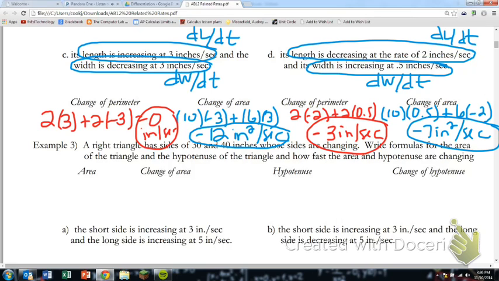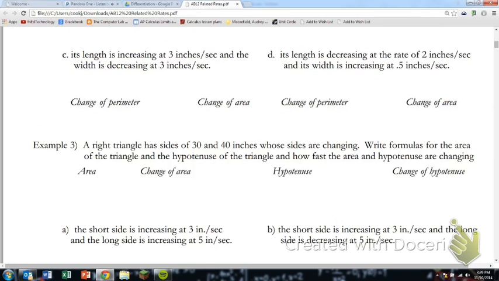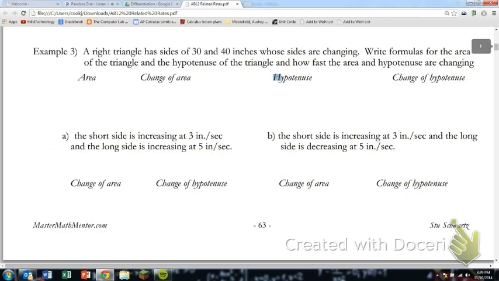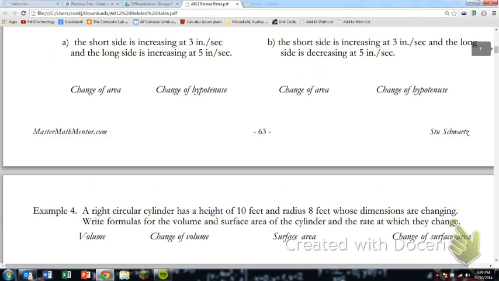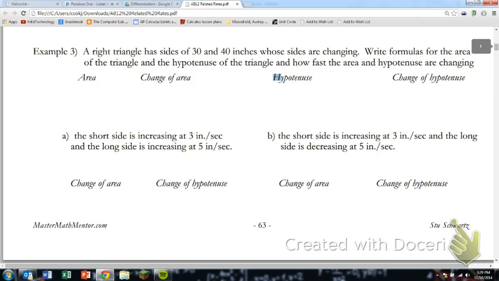to the next question. So the next question, we're talking about a right triangle. They do give you 2 of the side lengths, but those are changing, so we're not really going to worry about those just yet. Write formulas for the area and the hypotenuse, and then talk about their changes. So let's look and see here.